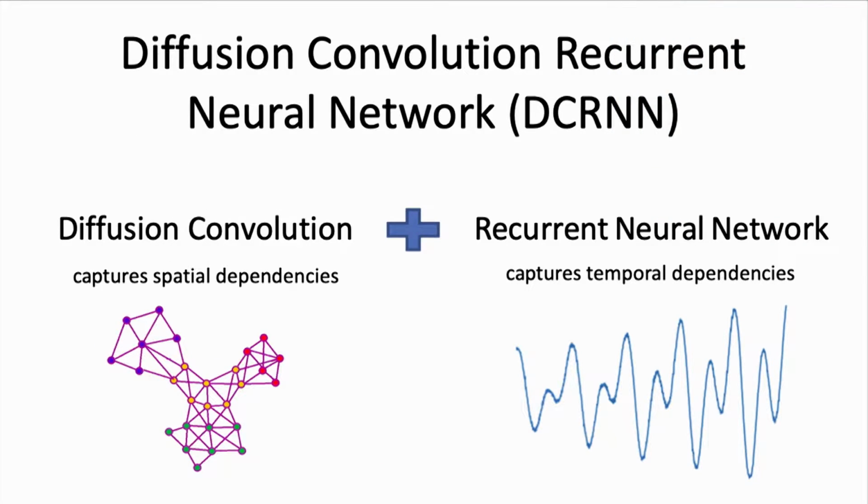So, the diffusion convolution recurrent neural network. Here I am going to introduce it. There are two parts of this DCRNN. One is diffusion convolution, which captures the spatial dependency, and another is recurrent neural network, which captures the temporal dependencies.